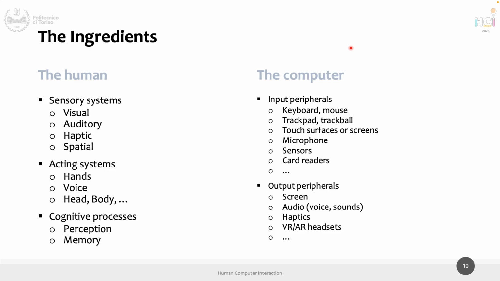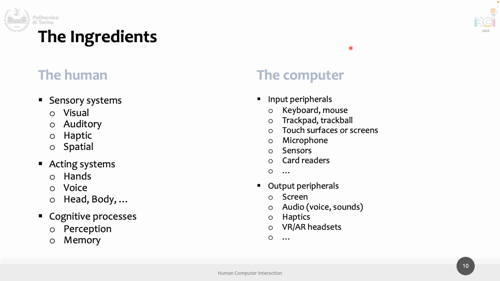We also have the acting system: hands, voice, the head, the body. We can grasp things, etc. And then we have cognitive processes. We perceive the environment, we perceive things, we perceive colors, and we have memory, long-term memory, short-term memory, with consequences on what we can do with a computer. This applies to the sensory, acting and cognitive processes.